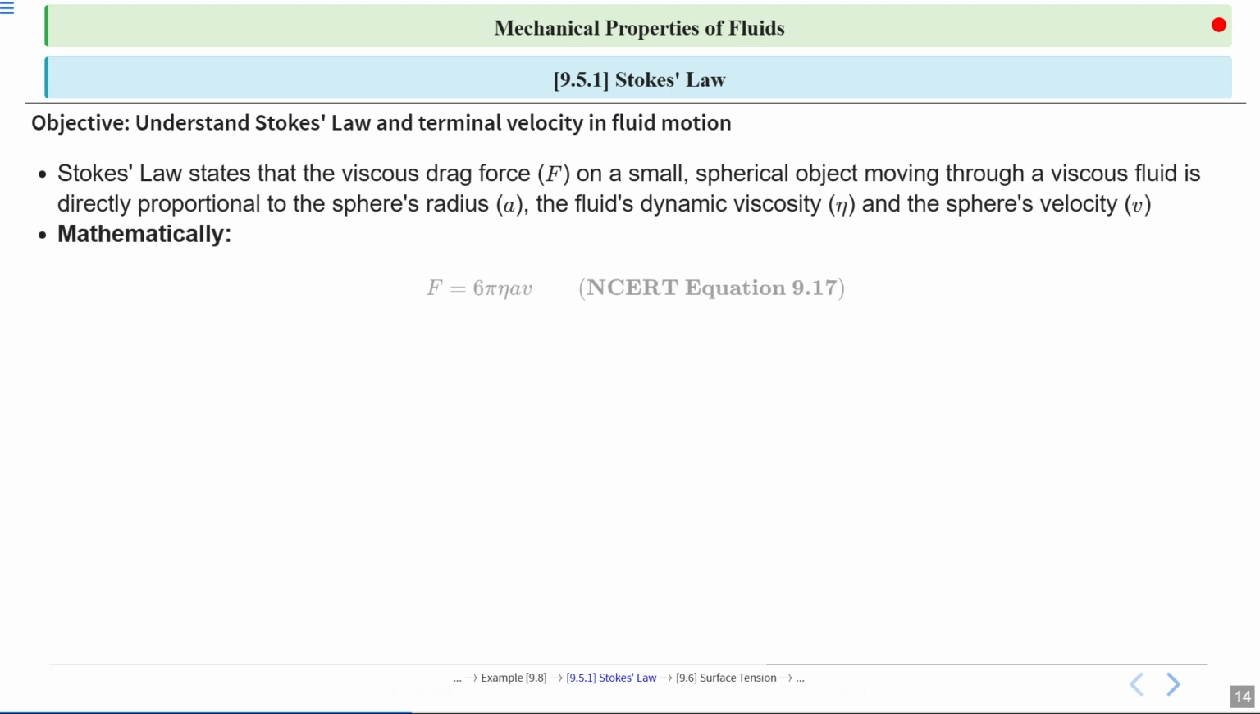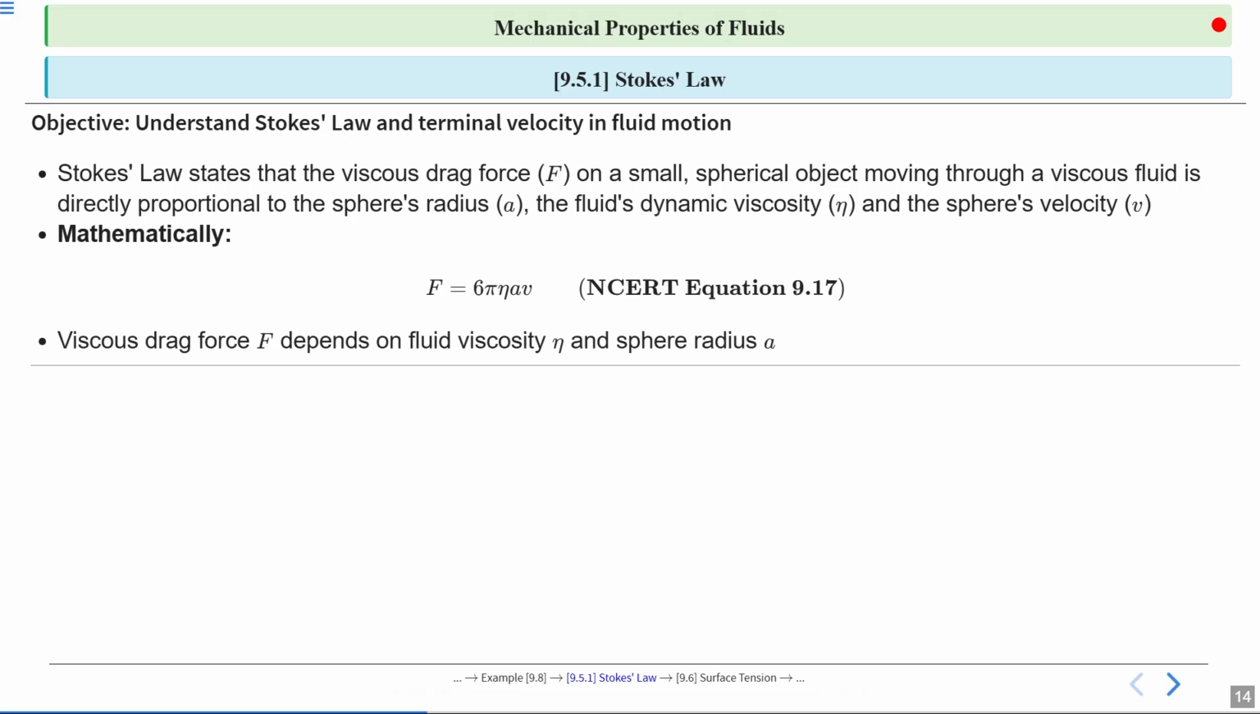Mathematically, F equal to 6 pi eta a v. Right? Viscous drag force F depends on fluid viscosity eta and sphere radius.